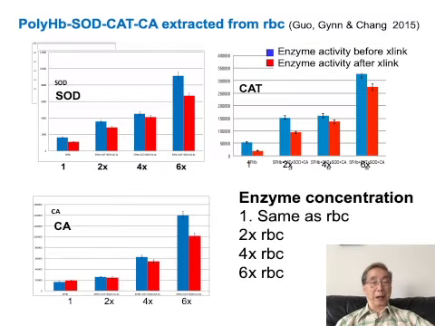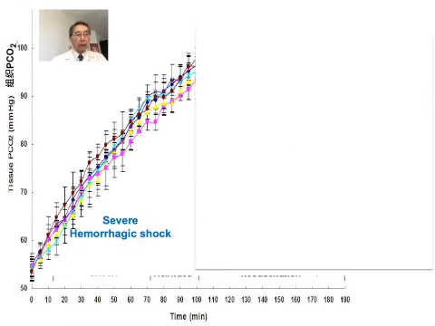This shows the ability to increase the enzyme concentration up to 6 times that of red blood cell for all 3 enzymes. So let's look at what happened in animal study.